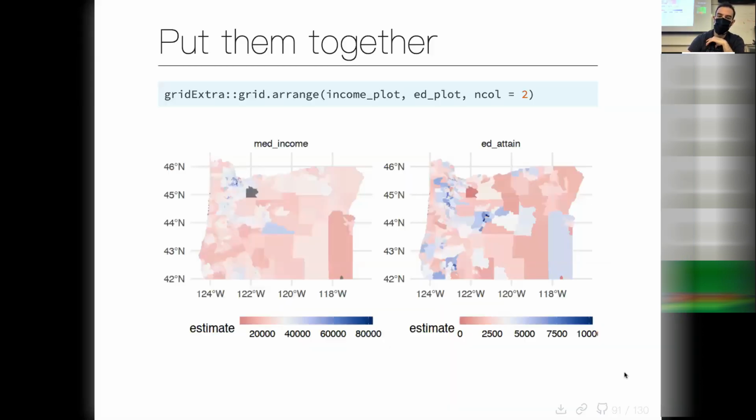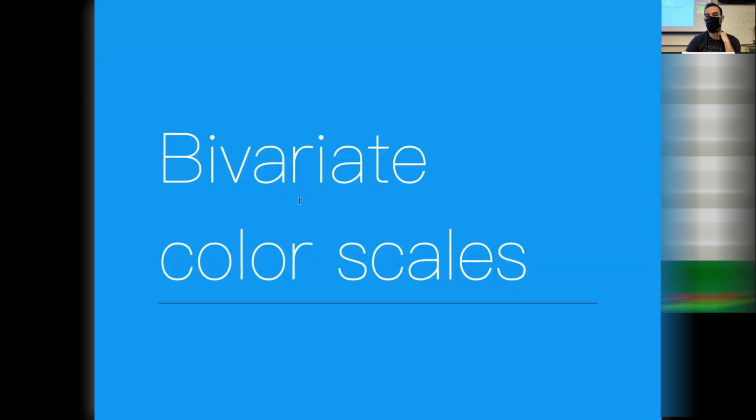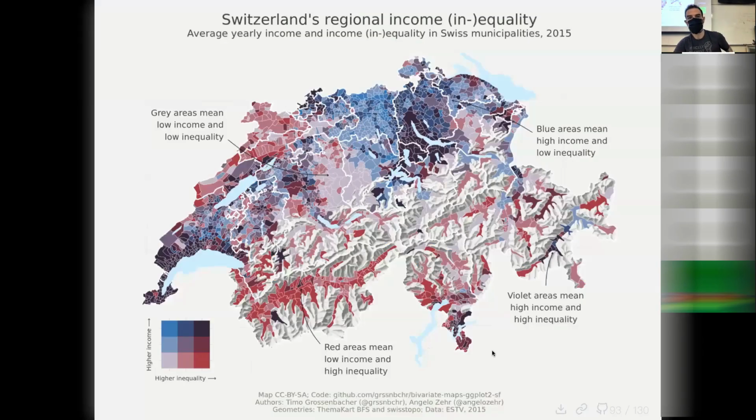But there is this idea of if we have this thing, income, and we have this thing, educational attainment, and we think they go together somehow, maybe we want to see the correlation between them, and maybe we can do that through combining color scales, right? And so that's the idea of this bivariate color scale. We have a color scale that is built off of 2 variables instead of 1.